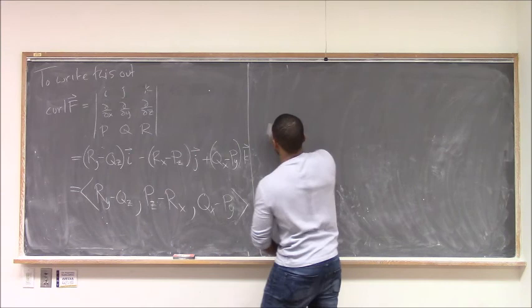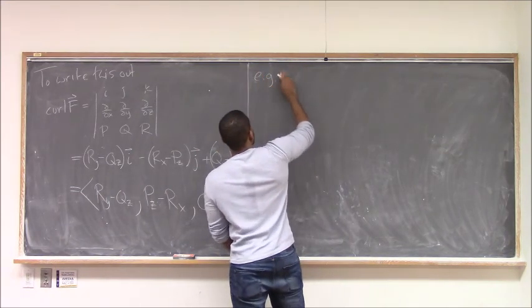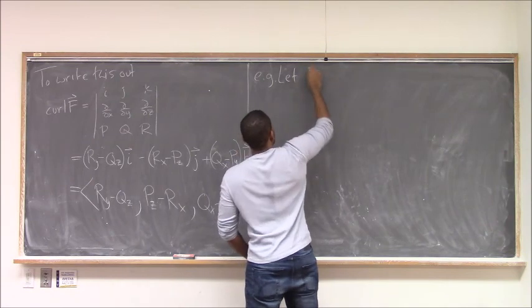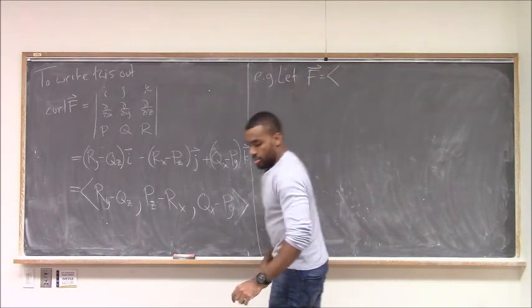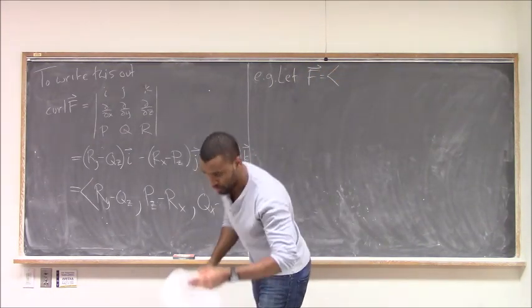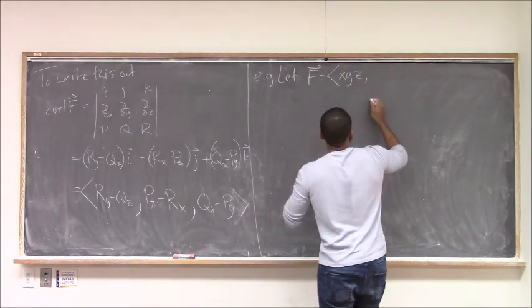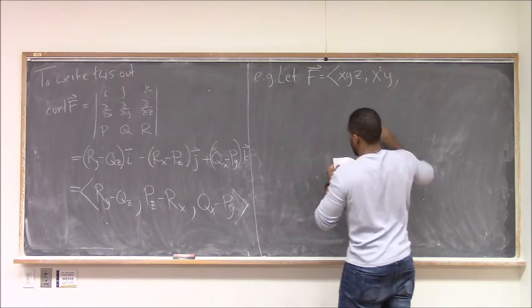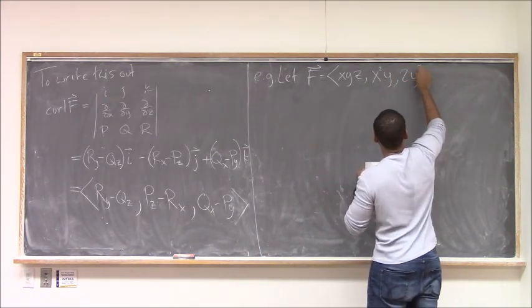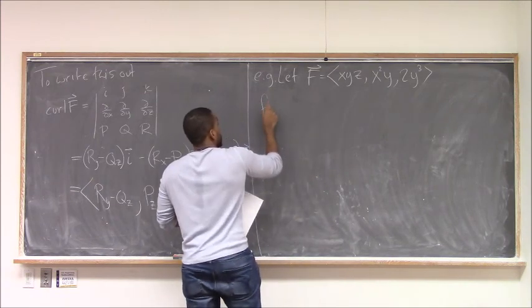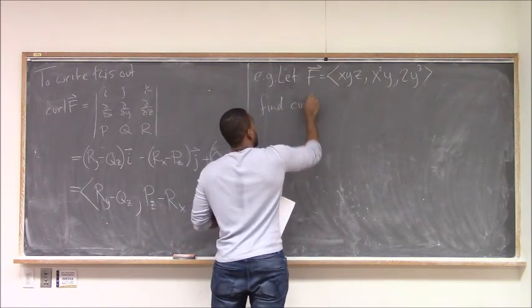So let's do an example. Let F equal this vector field: x y z, comma, x squared y, comma, 2y cubed. Find the curl of this vector field.